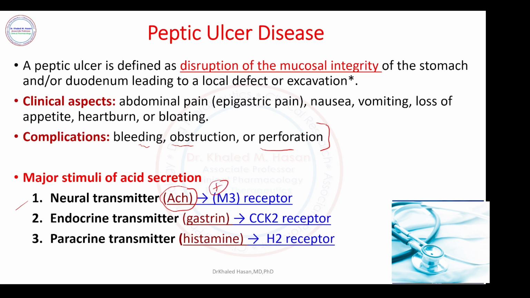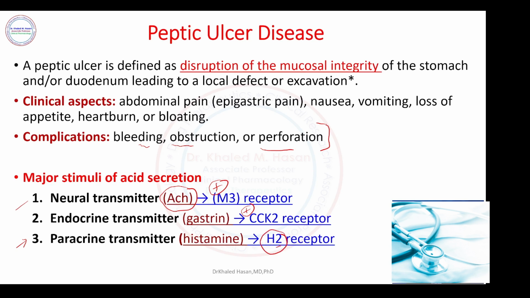Then we move to the endocrine transmitter. This type of cell releases gastrin, and this gastrin stimulates the CCK2 receptor. And we have another major effect with the paracrine and adjacent cells. These adjacent cells are called enterochromaffin cells, and these cells release histamine. Histamine stimulates the H2 receptor. H here stands for histamine.